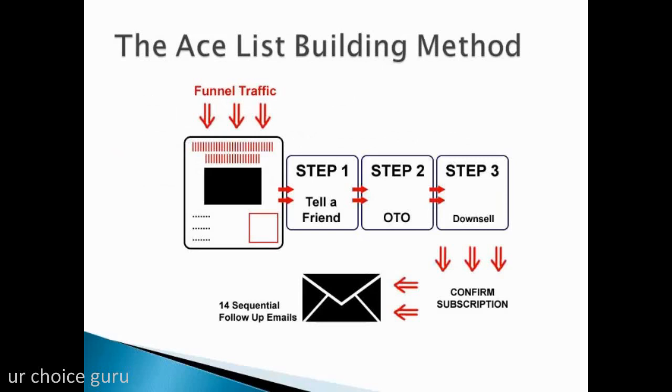The ACE List Building method in a nutshell is shown in the diagram you're seeing now. Again, I hope you've printed out the transcript by now and you should be seeing this diagram. Don't be intimidated if it looks complicated and you don't understand. We will be covering each of these components one by one in each of the coming sessions. All you have to remember for now is that this system consists of 5 core components. The video squeeze page, a step 1 page called Tell a Friend, a step 2 one-time offer page, a step 3 confirmation or downsell page, and the 14 follow-up emails.